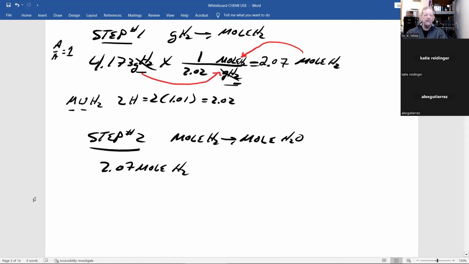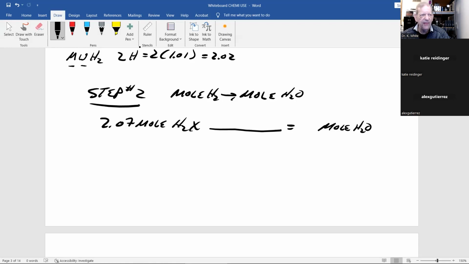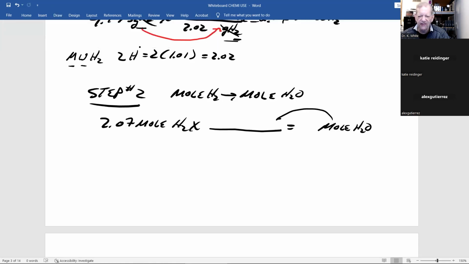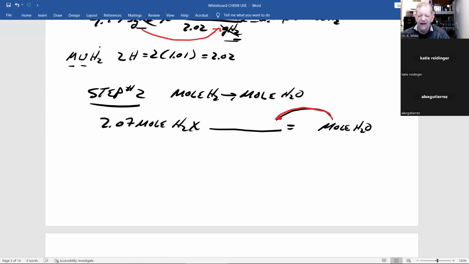So I have moles of hydrogen that I just calculated in step one. I'm going to use my good friend, unit analysis. I'm trying to get to moles of water. Using unit analysis, whatever I'm trying to get to goes on top. Whatever I'm trying to get rid of goes underneath.